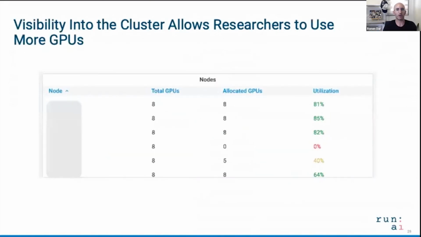Visibility is another important tool that lets researchers get access to more GPUs. By providing visibility into GPU availability, users can plan their jobs accordingly and size correctly the number of GPUs for their jobs.